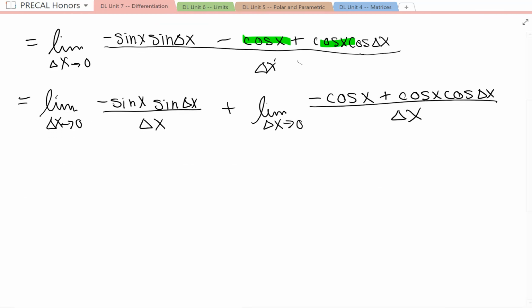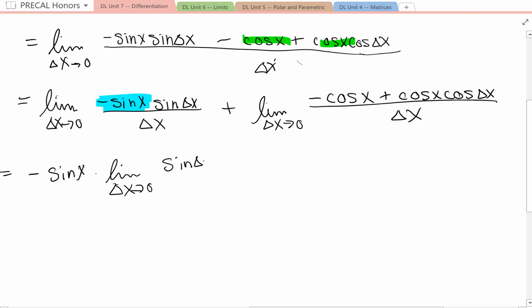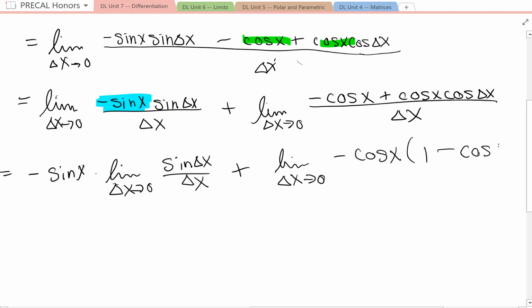Okay, I have something without delta x. I'm going to take it out of the limit, and then in this one I'm going to factor out a negative cosine x. Negative sine x times the limit as delta x approaches 0 of sine delta x over delta x plus the limit as delta x approaches 0. Factor negative cosine x out. We're left with 1 minus cosine delta x. Oh, this looks like a special trig form.